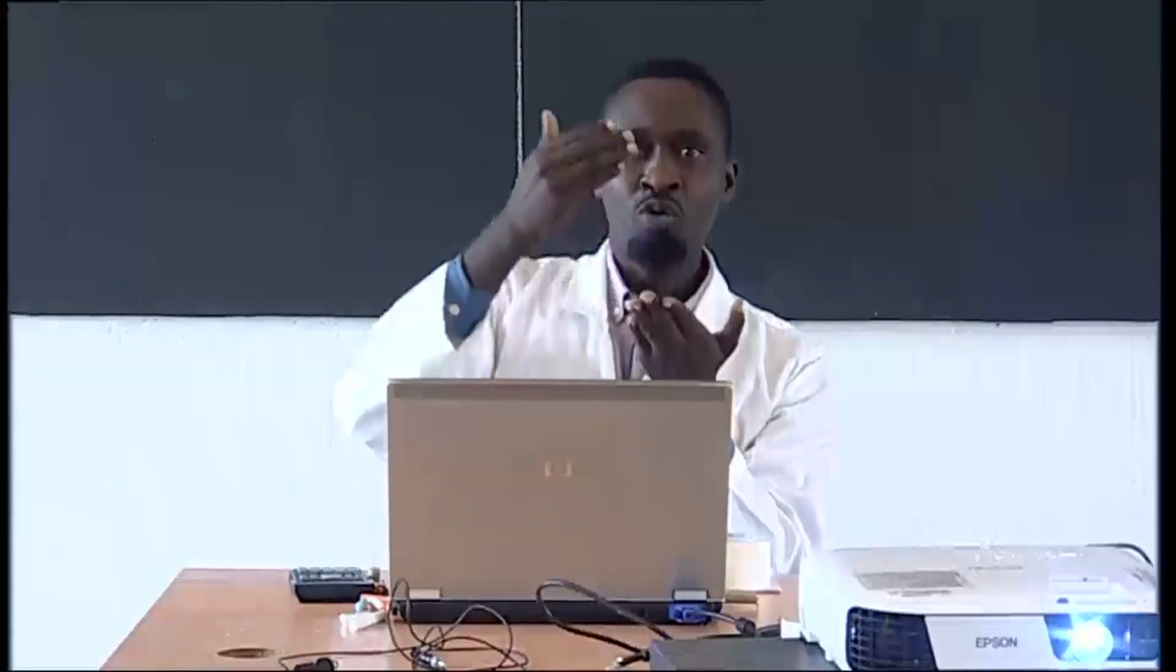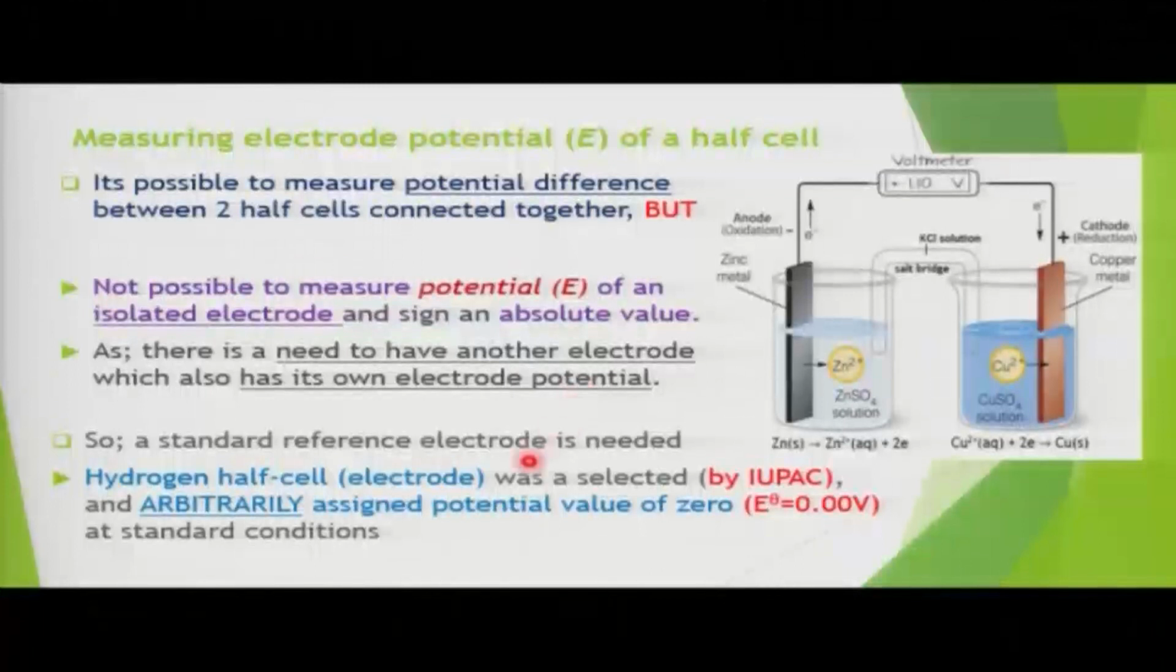So it is very, very hard to measure the potential for an isolated electrode because it will always require another electrode. Remember, when we talk of potential, it is in respect to, or relative to, something else. So in that way, there is always a need for a standard electrode for which the other half cells can be compared to.